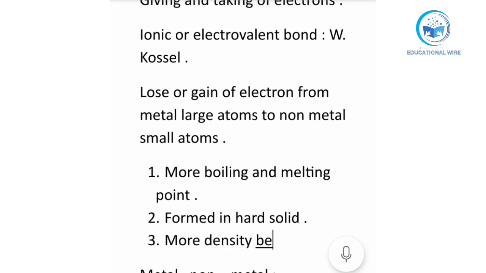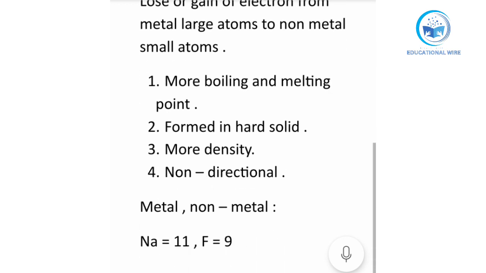Okay, so it has more density because of tight packing, and it's non-directional. It doesn't have any direction because it has low energy. Rather, a covalent bond is directional in X, Y, Z because it has high energy, and this is low energy.